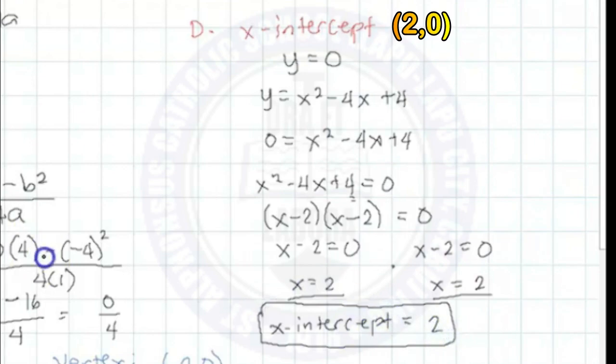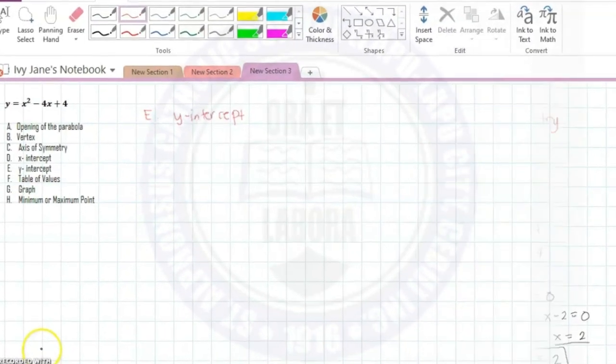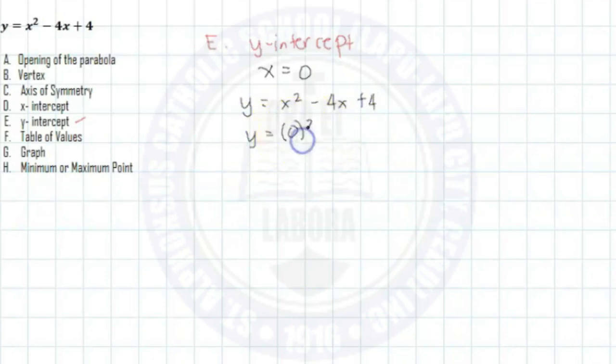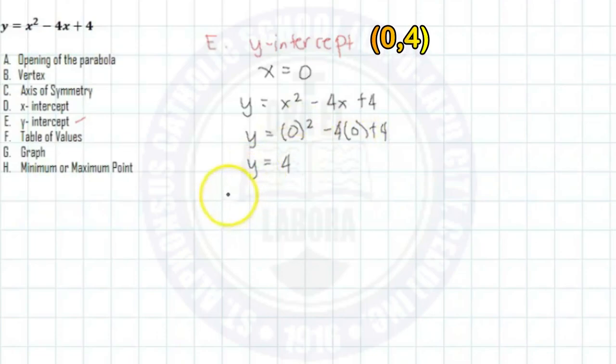Okay, next, we're going to have the y-intercept. For the y-intercept, we're just going to let x be equal to 0. So in the given quadratic function, y equals x squared minus 4x plus 4, we will substitute 0 to all x. So it will become 0 squared minus 4 times 0 plus 4. Therefore, y equals 0 squared is 0, minus 4 times 0 is 0. So directly y equals 4. Therefore, our y-intercept here is 4. And I want you to box that one.